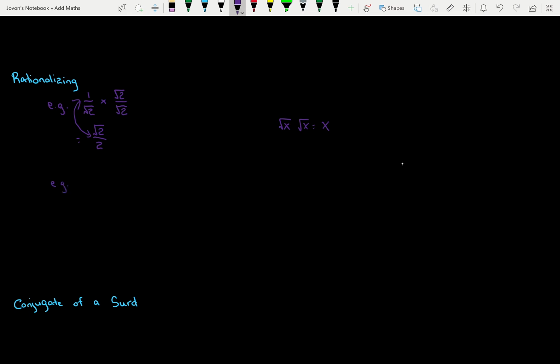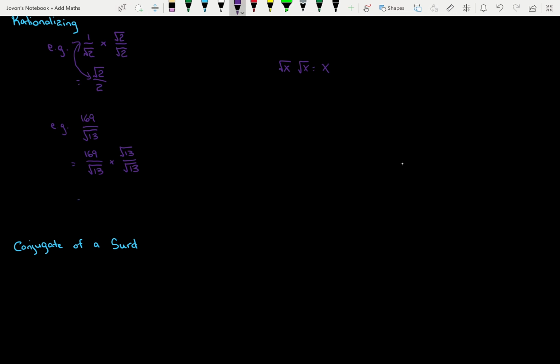Let's see, we have 169 over the square root of 13. I'm going to rationalize this, okay? What we do is we take the 169 over the square root of 13 and we multiply it by the square root of 13 over the square root of 13. Notice that the square root of 13 over the square root of 13 is still 1, okay? So we are not changing anything.